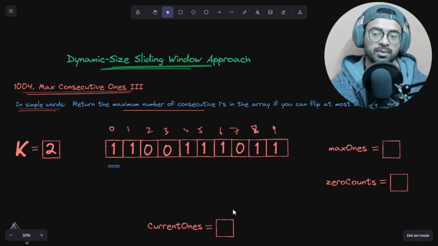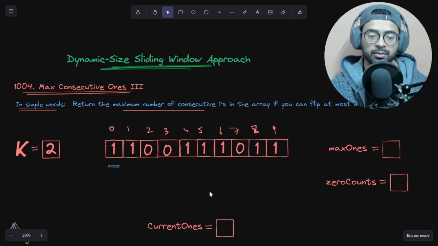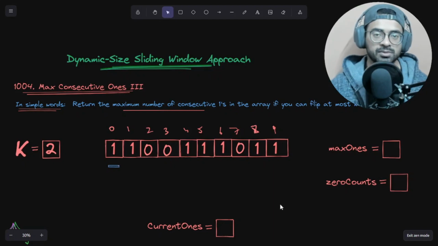If the current ones is less than the max ones, we will keep moving forward until we find a current ones value that is greater than the max ones, which will simply reflect that we have successfully found a subarray of consecutive ones, by flipping any 2 zeros, which is greater than the subarray that we previously found.